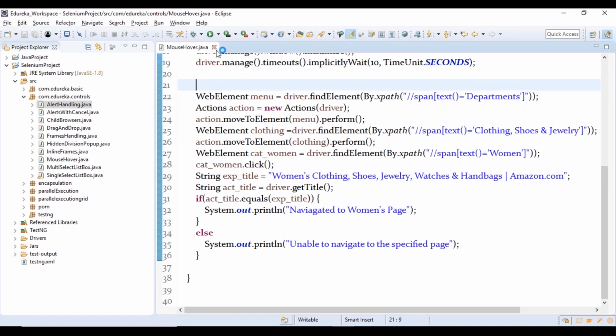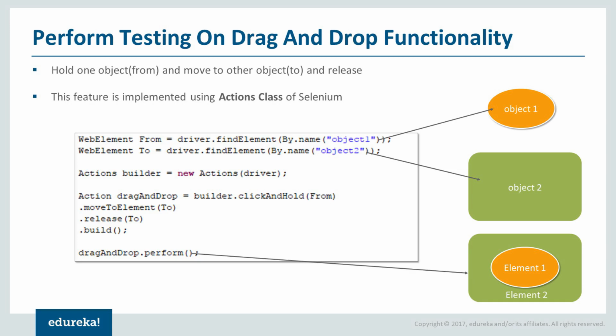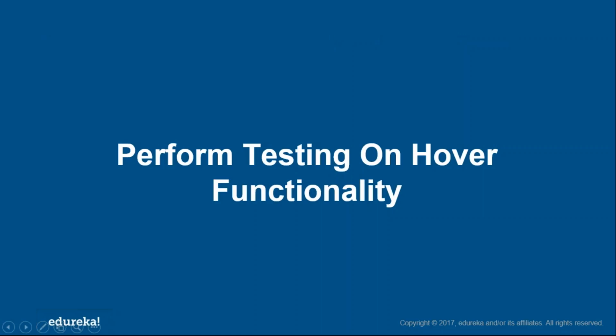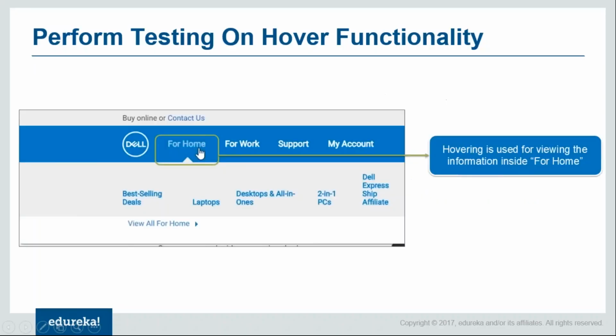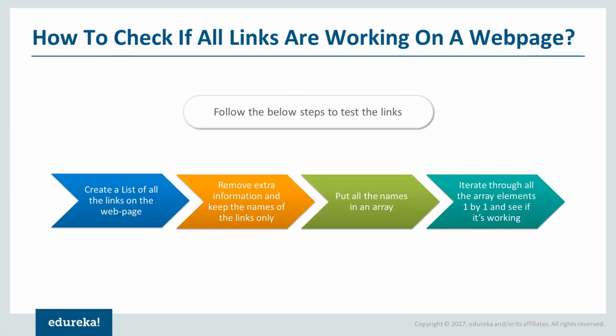Alright, so the next one that we are going to see in today's session is how to check whether all the links on the web page are working fine or not. The dragging has been seen: we saw how to drag an element from one object to another, and also how to perform your mouse over operation. Window handling is already done. Now we are going to see how to check whether the web elements are working fine or not. This is what we are going to see in today's class.